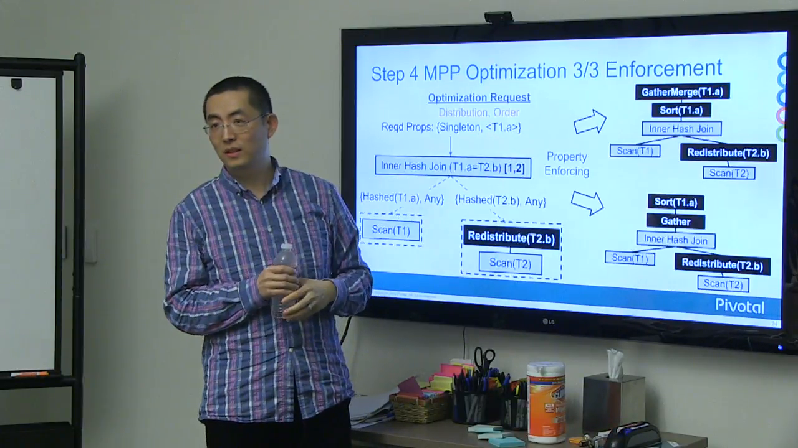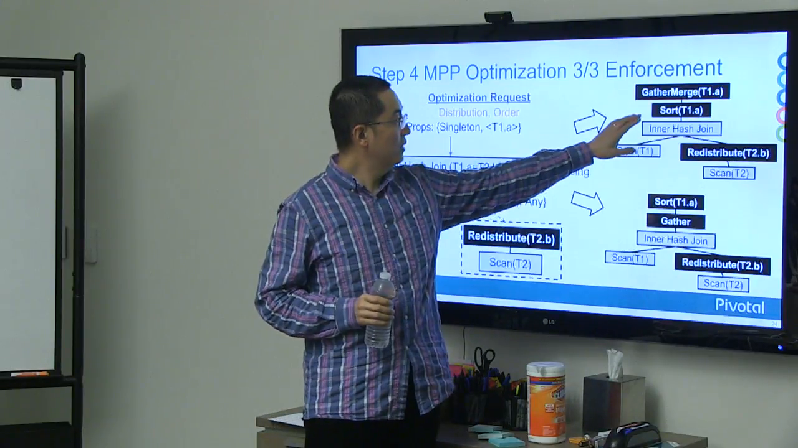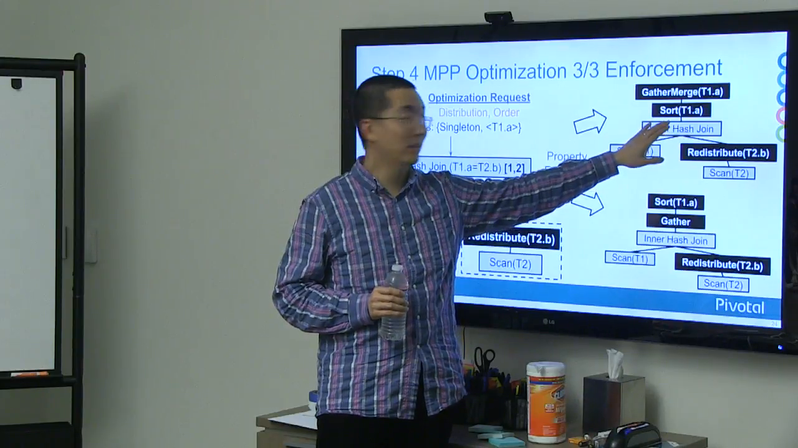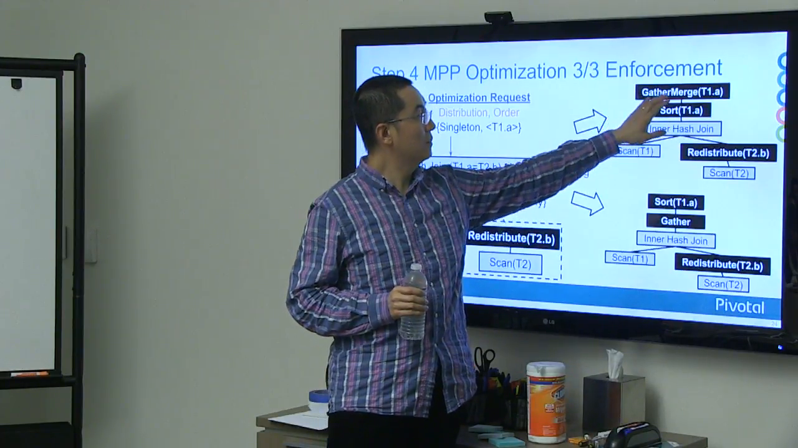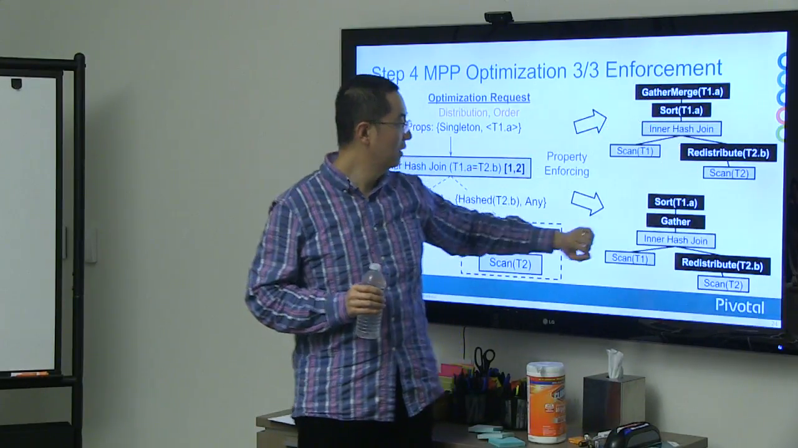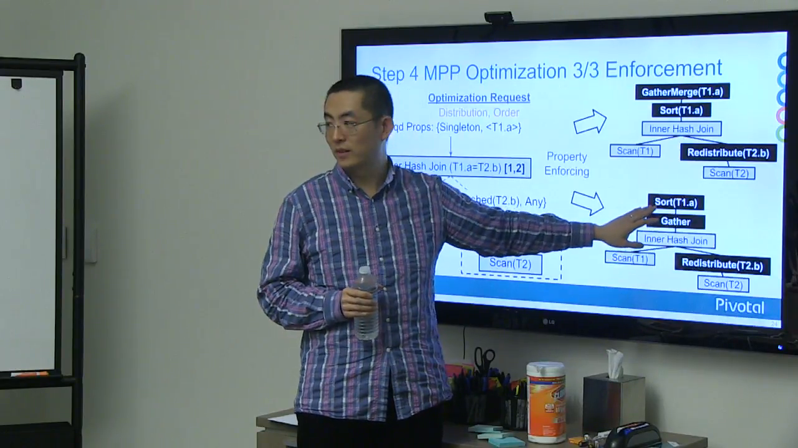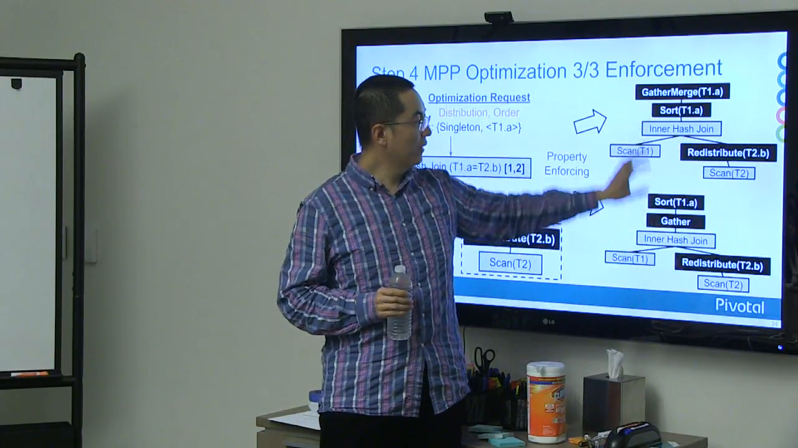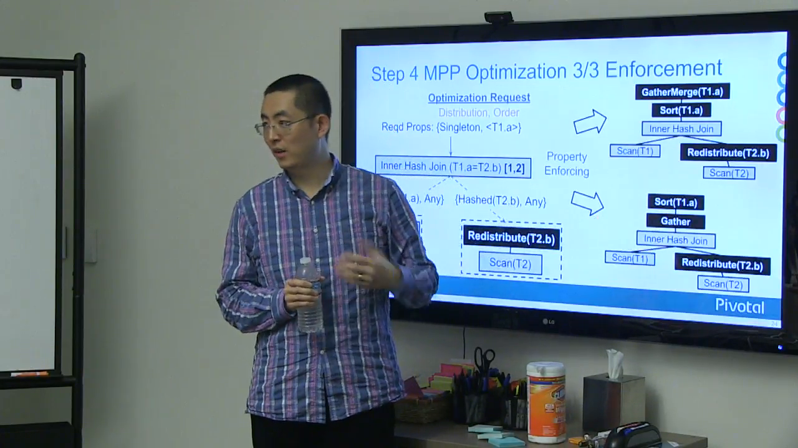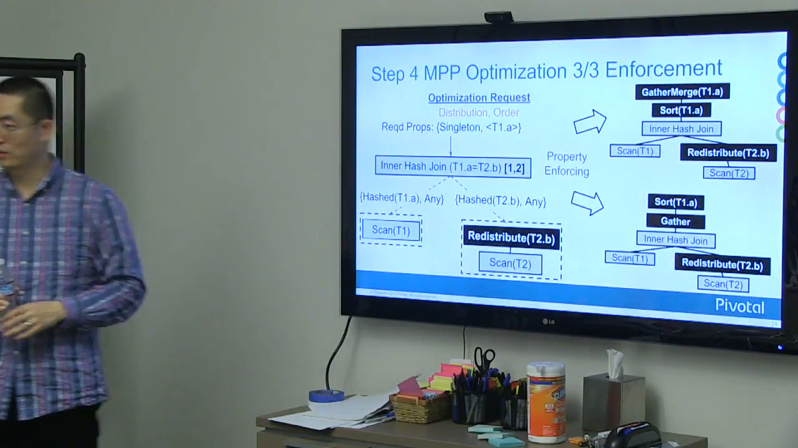I want my result ordered on T1.A. So in this case, for T1.A, I can either sort all the results on T1.A, and then do a merge with the order-preserving gathering, or I can do a gathering where I don't care about the order, and then sort at the very end. All these variations are costed, and this one will be chosen to return to the host.